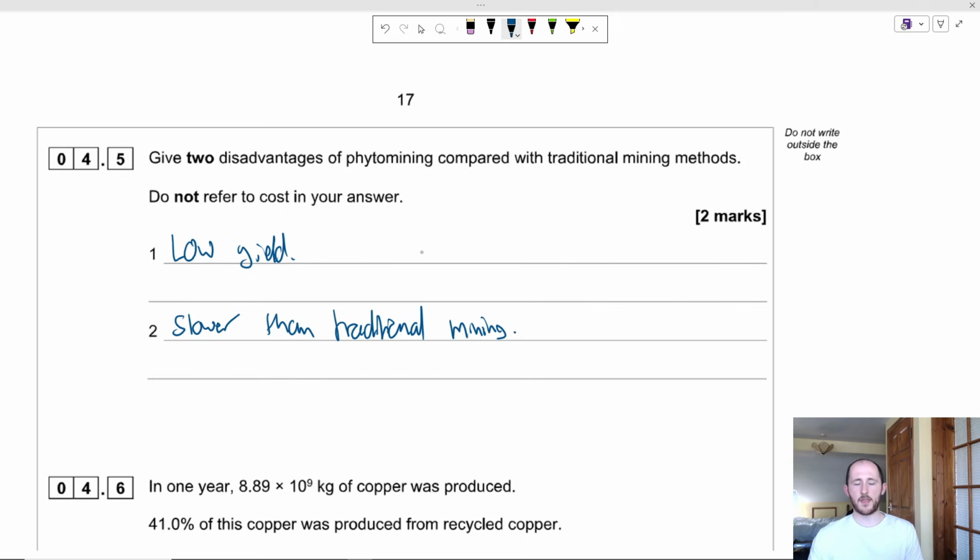Other things that you can say is that you need a huge amount of land. Currently we use most of our land for agriculture, so making food. So how do we allocate land for phytomining instead? And how do we get that much land? Do we have to cut down a bunch of forests, which is bad for the environment? Things like that. So low yield, it's slower, and you need a large amount of land.